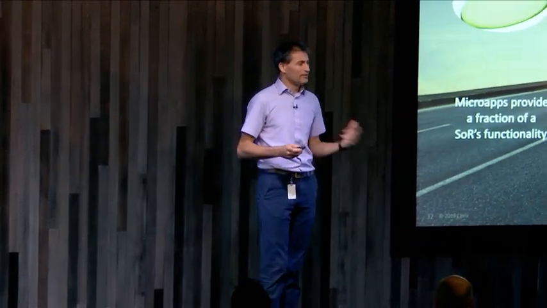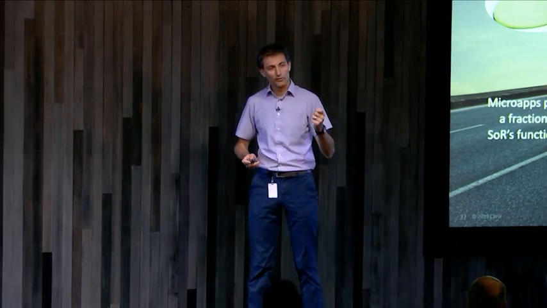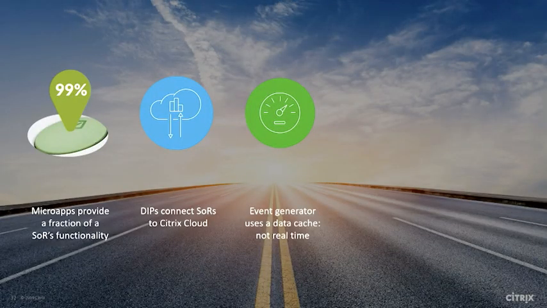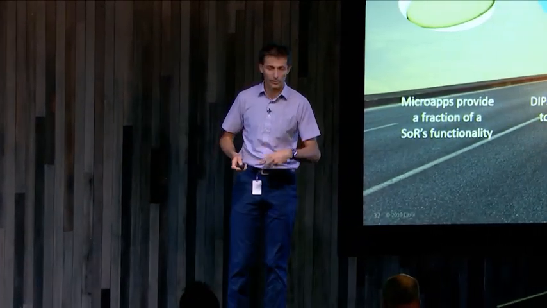Next one, DIPs, SORs. DIPs are the things that connect you, that bridge between the system of record and Citrix Cloud. Easy peasy. There is a cache, there is incremental sync, and we have our own event generator. All right, so this does mean that we can start looking at creating conditions under which events are generated that are far more detailed and interesting than you might expect from the target system.